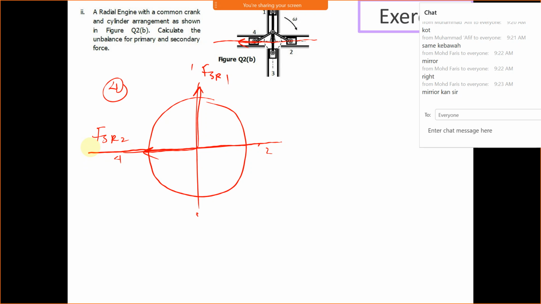And then number 3. Where is it? Number 3 pun sama. Downward. Pantulan dia tak ada pantulan. There are no mirror. Alright. So this is FSR number 3. And number 4 is here. So FSR number 4. Okay. So this is consider balance juga kan? It is balance.